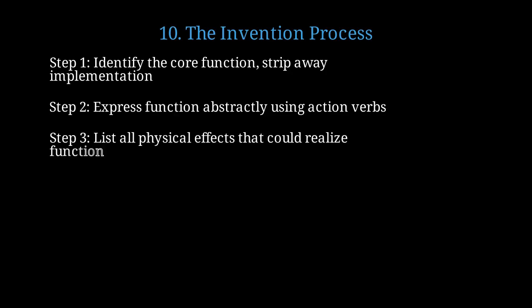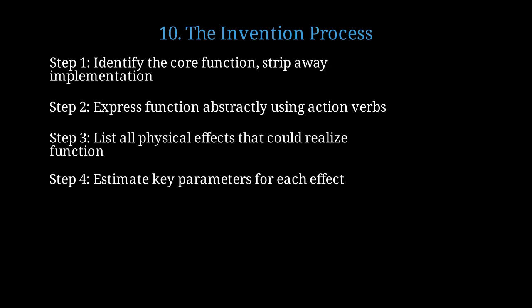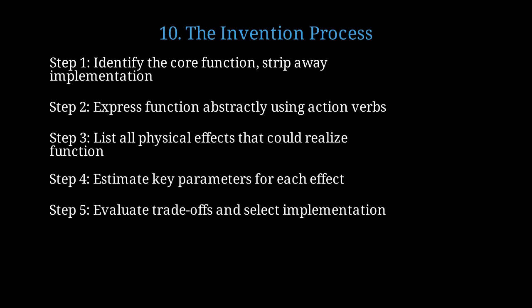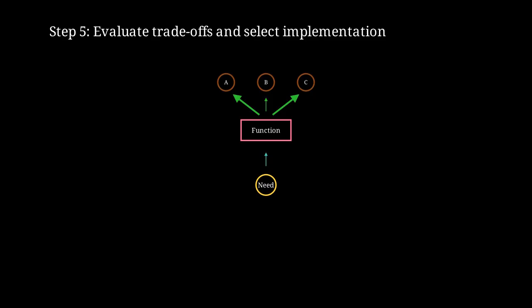Step 3. Systematically list all known physical effects that could potentially realize this function. Step 4. Make back-of-the-envelope estimates of key parameters like power, size, cost, and speed for each physical effect. Step 5. Evaluate the trade-offs and select the most appropriate implementation for your specific constraints. The process flows from identifying a need, abstracting to function, then expanding to multiple physical implementations.